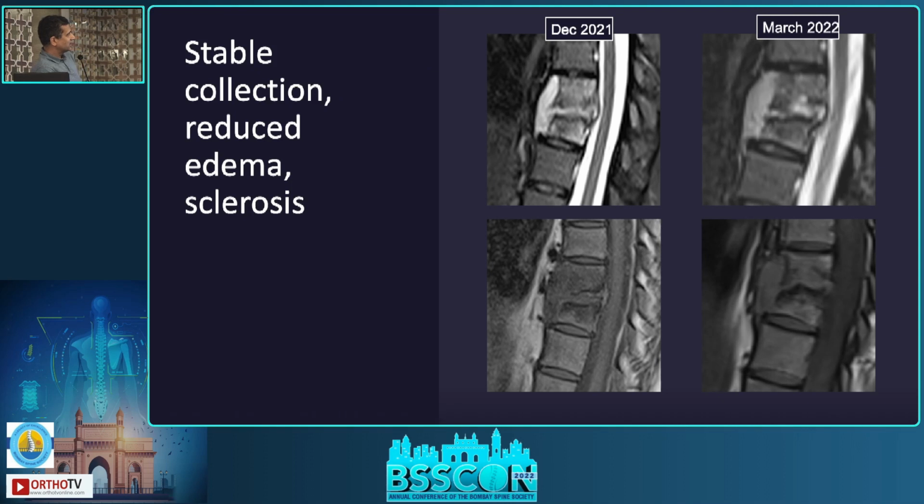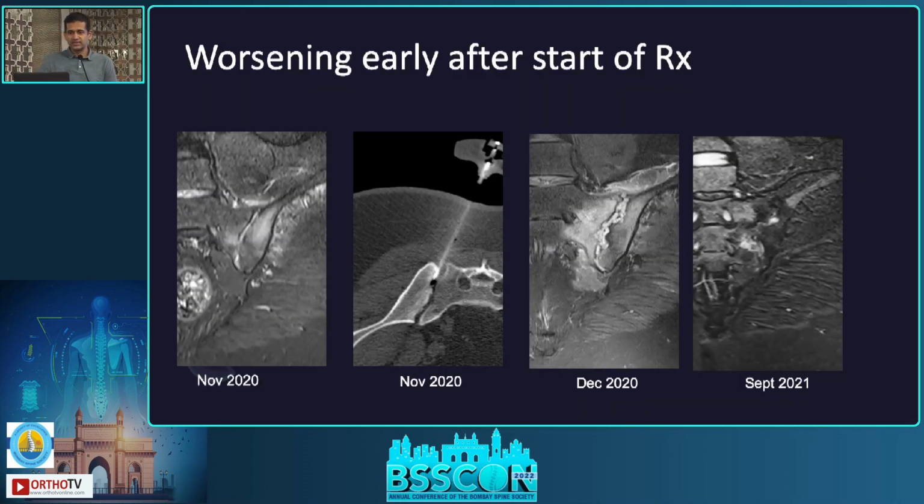Here, for example, is another case. If you look, the collection looks stable across both these situations, but you can see that the bone marrow edema has reduced significantly, and you can see there's an element of vertebral sclerosis that's happened here, which indicates that there's improving disease.